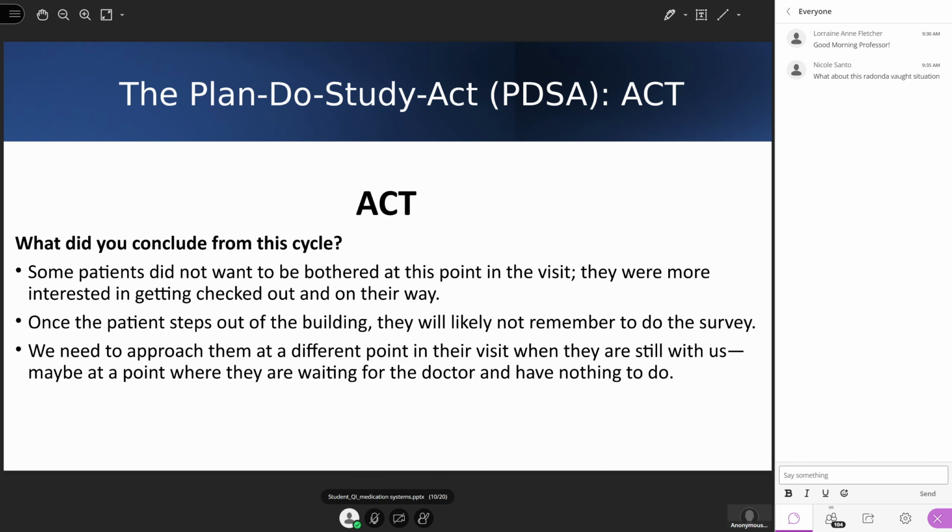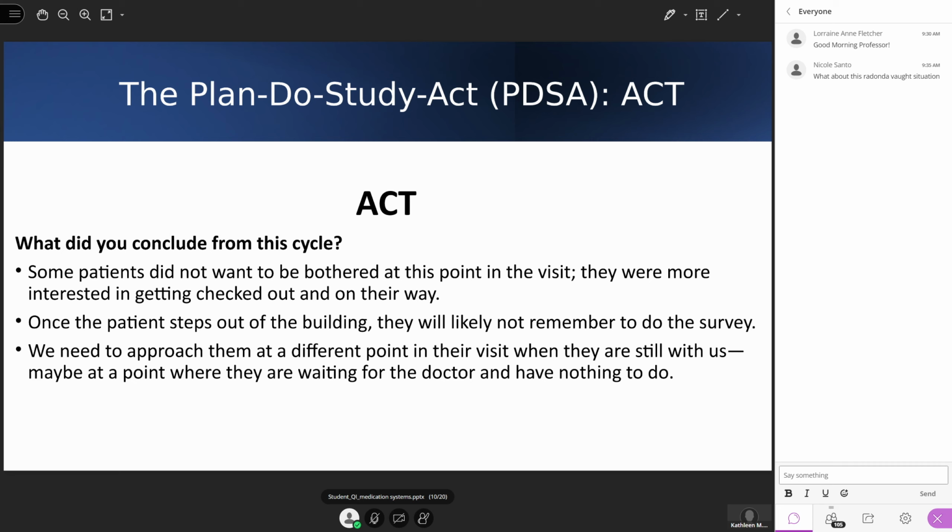Okay. And then under the ACT section, what did you conclude from this cycle? 4 out of 5 said that they were comfortable with it and would continue using it. And the person that did not do it, we basically asked them if there were any barriers to doing it, re-educated them, and provided more education on how to do it. So that is just another example of how that PDSA cycle would be used, and that we utilized it on our unit.